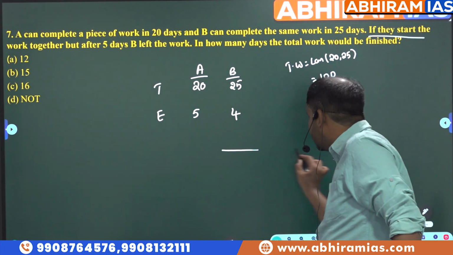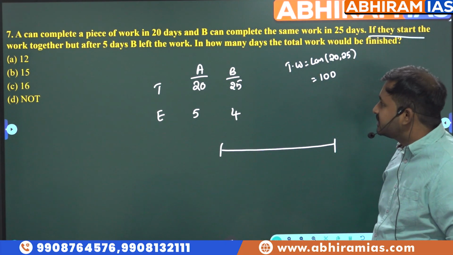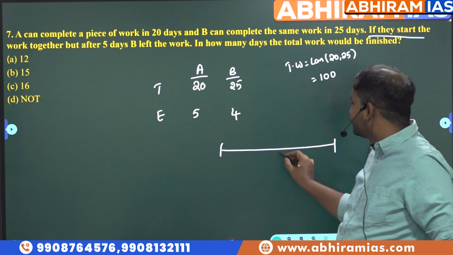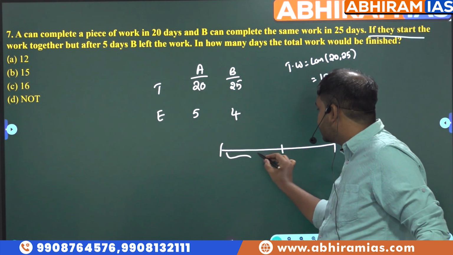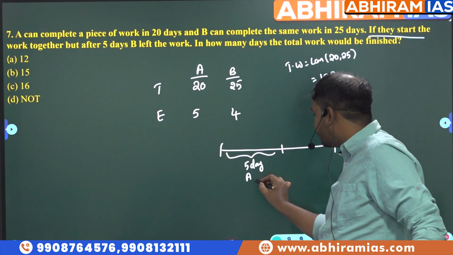So, we will try to draw a timeline, students, in this type of questions. Okay. For the first 5 days, who are working? Both A and B, right? For these 5 days, A and B are working, right?